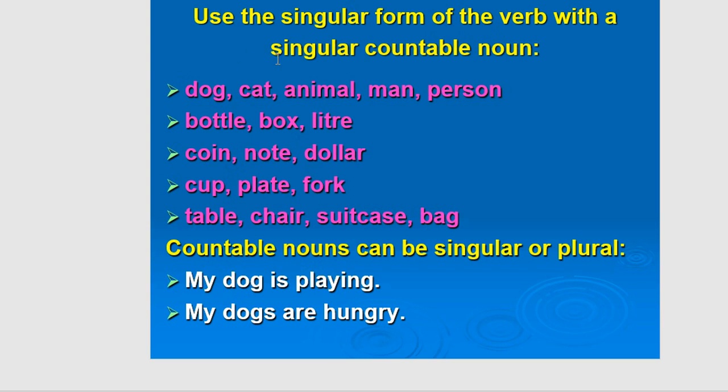The next slide shows something. Use the singular form of the verb with a singular countable noun. Here we have singular words: coin, note, dollar, bottle, box, letter, cup, plate, fork, table, chair, suitcase, bag. All of these countable nouns can be singular or plural. My dog is playing, my dogs are hungry. So we can recognize that these words can be plural and can be used as singular.